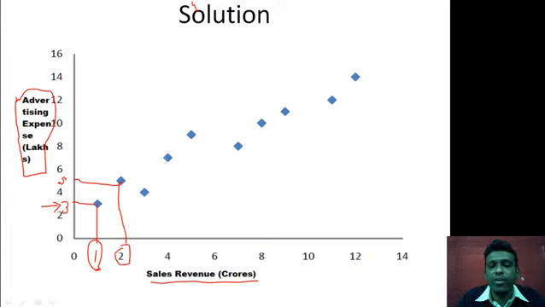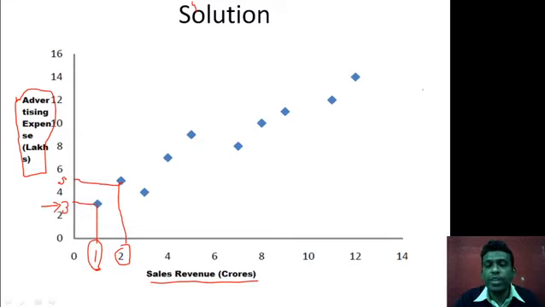Similarly, you can put other dots here as per the values. Then you will get something like this, that is dots. This is your scatter diagram, right? So you have drawn a scatter diagram.